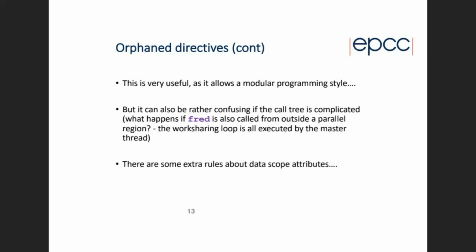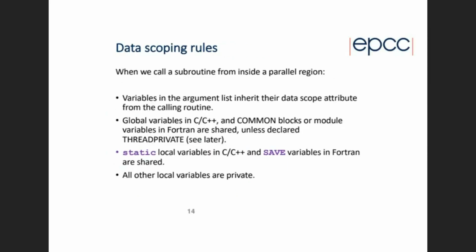Okay, there are also some extra rules we need about data scope attributes, for when we have functions called inside parallel regions. Essentially, if we pass variables through the argument list, they inherit their data scope attribute from the calling routine, at least if we're passing by reference, which is what happens in Fortran anyway. If we're passing by reference, by pointer, or by address, then if it was private in the parallel region, it'll also be private inside the called routine, and so on.